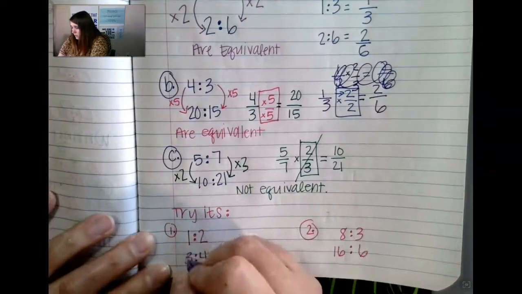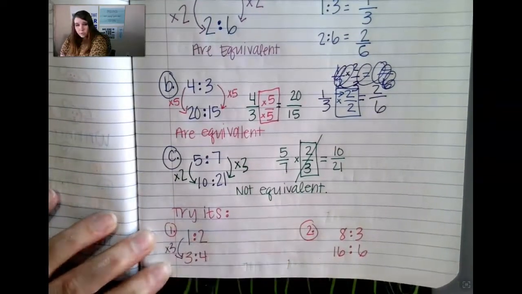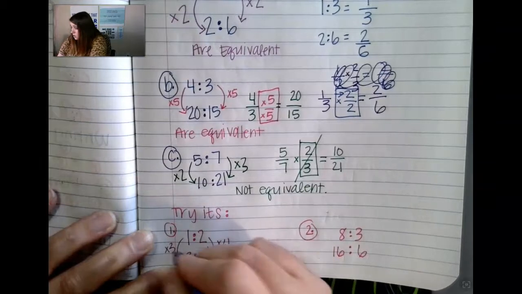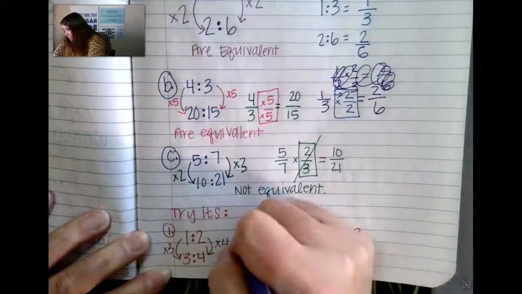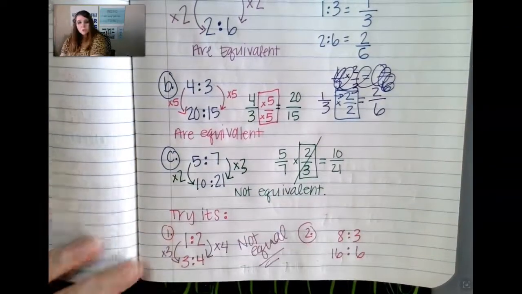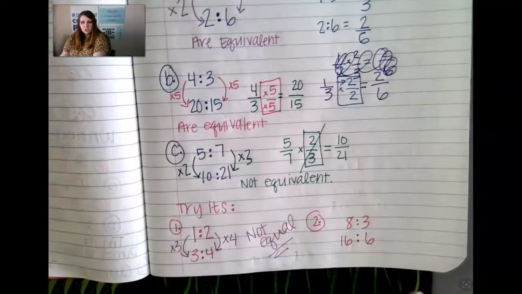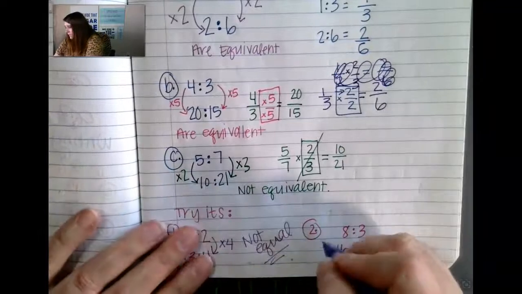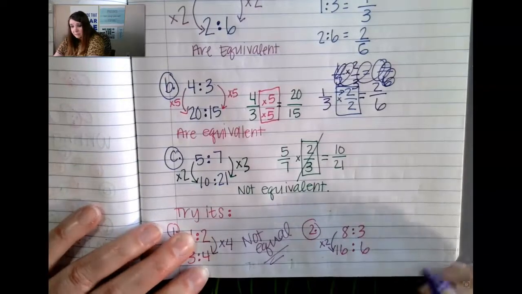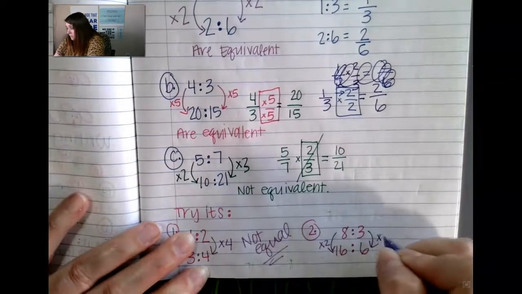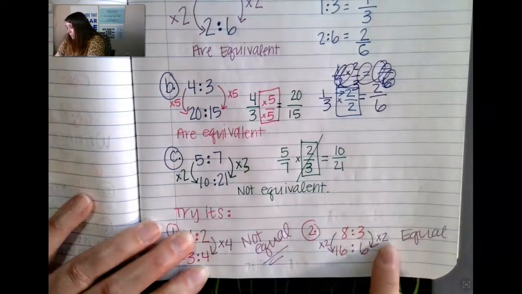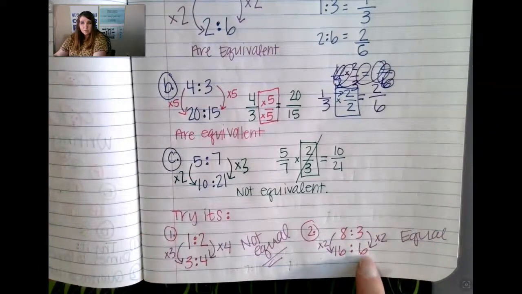All right, so from 1 to 3, I'm going to multiply by 3. From 2 to 4, I multiply by 2. So because those are not the same number that I'm multiplying by, this one is not equivalent. They do not describe the same relationship. Okay, to get from 8 to 16, I multiply by 2 because 8 times 2 equals 16. To get from 3 to 6, I'm multiplying by 2. So these ones are equivalent, right? They're both equal because I multiplied by 2 on both sides.